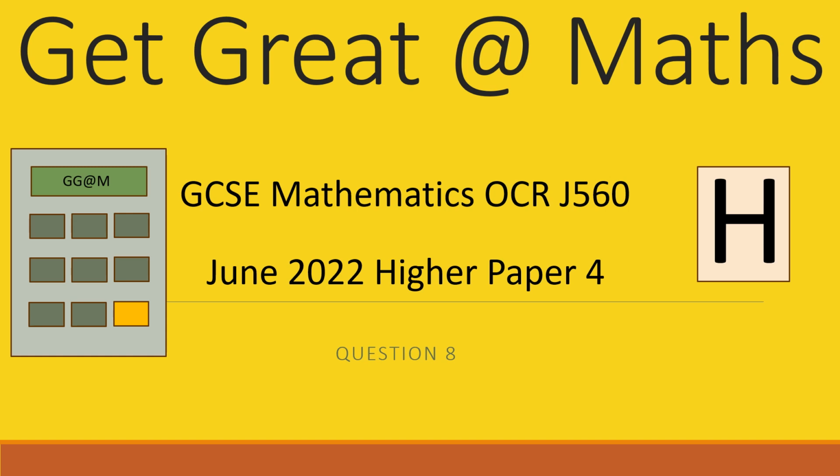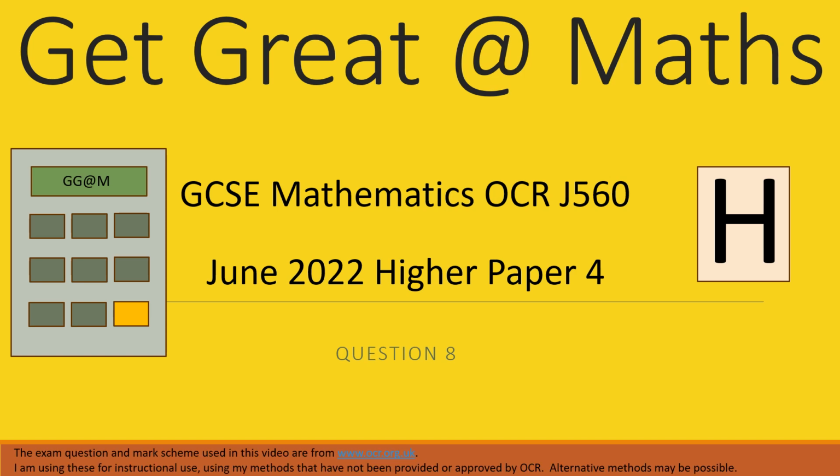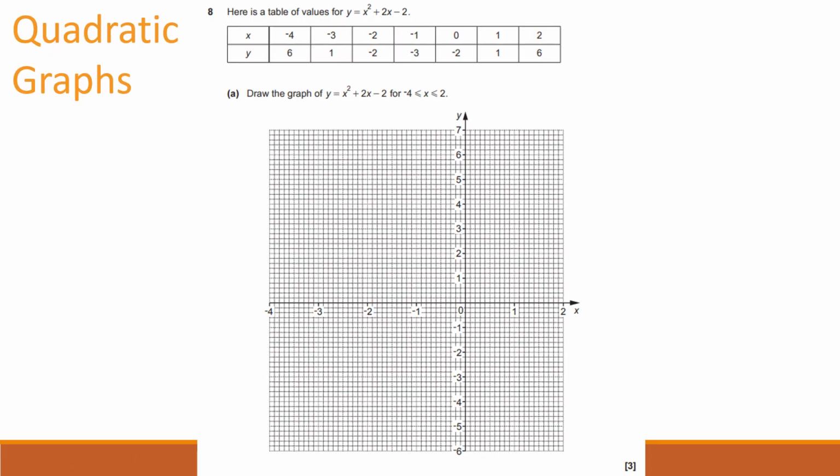Today's video is to do with the GCSE Mathematics OCR J560 exam paper. We're going to be looking at the June 2022 series for Higher Tier Paper 4, which is a calculator paper, and we're going to be looking at question 8. Now, question 8 is a question to do with quadratic graphs.